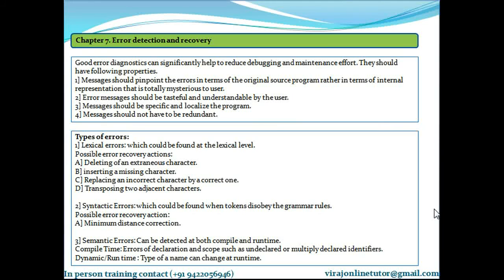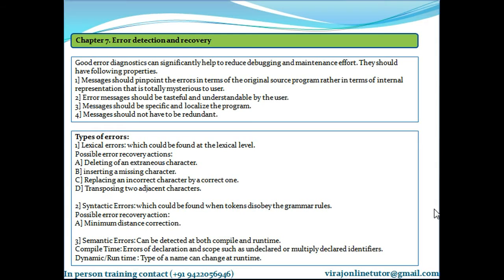So what are the different types of errors? First is lexical errors. Few errors are discernible at the lexical level itself. Lexical phase can detect errors where the characters remaining in the input do not form any token of the language.